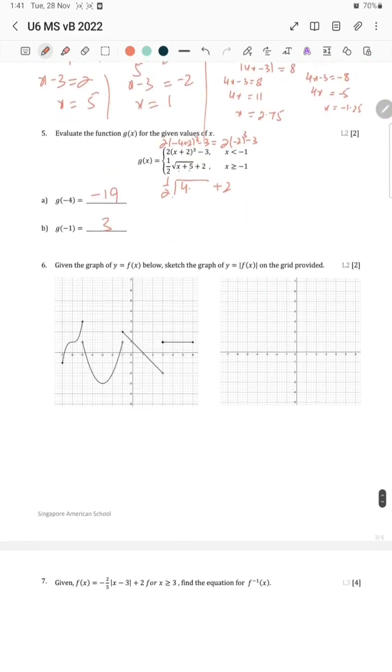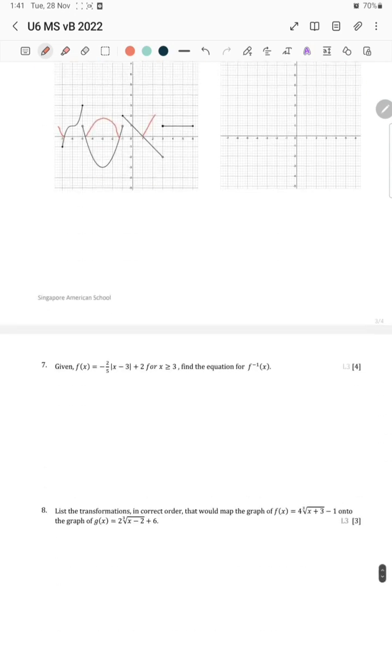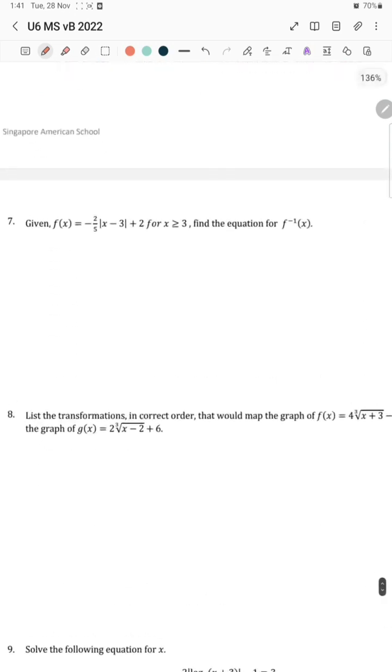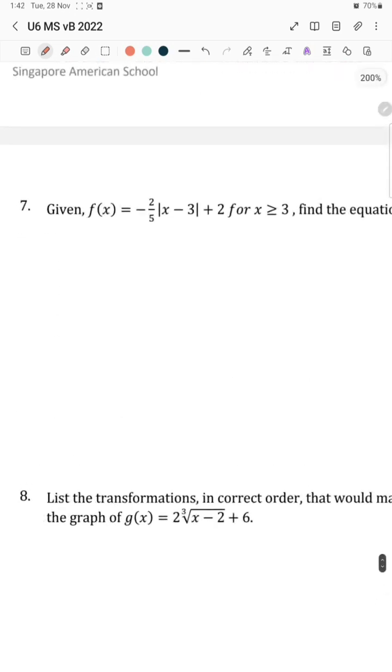So now we are going to just make the graph with the mod of x. So it's going to become like this. This will become like this. This will become like this. So here it's greater than or equal to 3, so we will take the positive one.